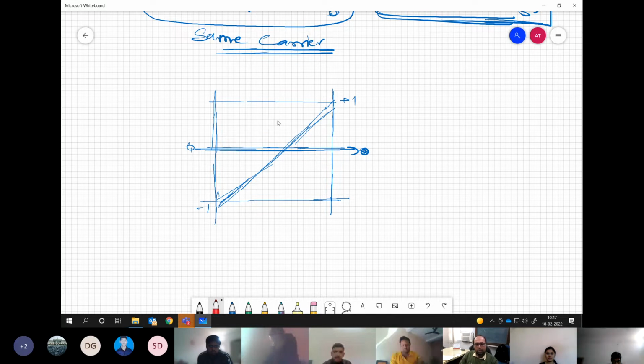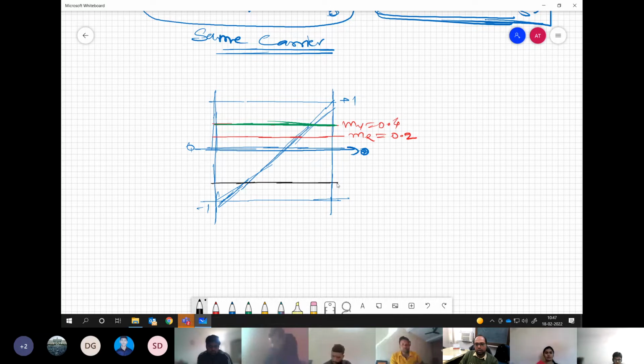Then let's say we have our modulating signals. These are balanced three-phase modulating signals. Let us say MR is somewhere here, say MR equal to 0.2. Now MY is somewhere here, let us say 0.4. Then MB must be minus 0.6 in order to ensure the balanced three-phase system. And this carrier signal is repeating itself.